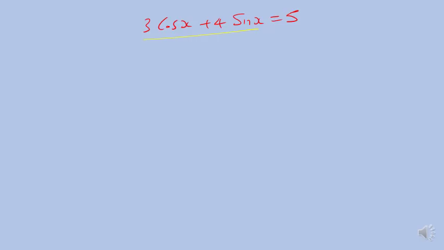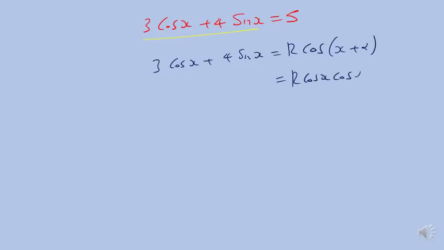So what if I choose to write the left-hand side as 3 cos x + 4 sin x = r cos(x + alpha)? Will I get the same answer? How do I know when to choose cos or sine, whether it's x plus alpha or x minus alpha? So many choices. So it's r cos x cos alpha minus r sin x sin alpha.